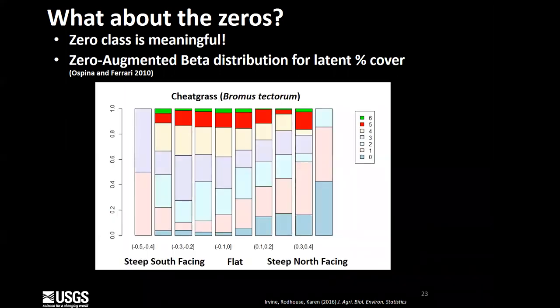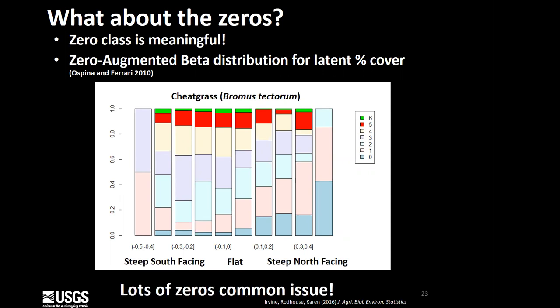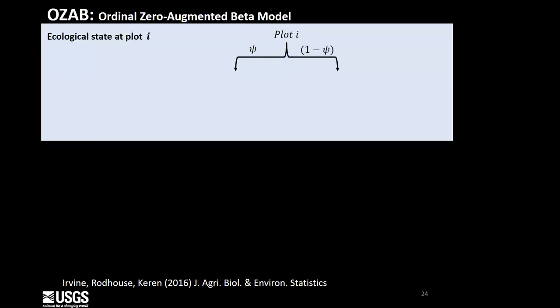So back to this cheatgrass example. Here we see something is happening differently with those zeros compared to everything else, right? And so we have to account for that in a statistical model. So here is where I may lose half of you. This is the way that I like to explain the basic statistical underpinnings of the models that we've proposed. We like to be clever, so we call it the OZAB, which stands for the Ordinal Zero Augmented Beta Model.